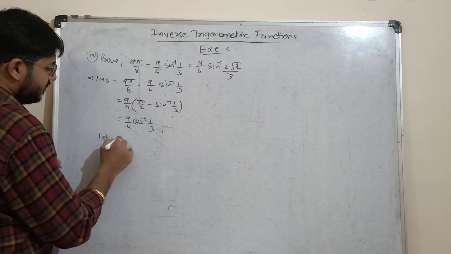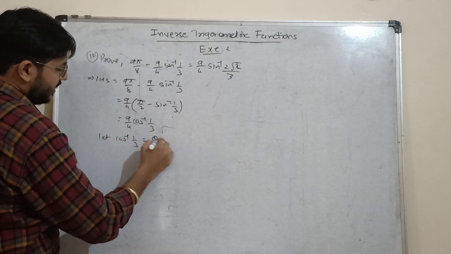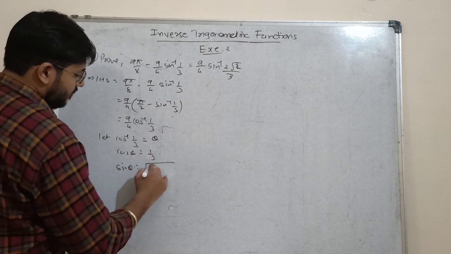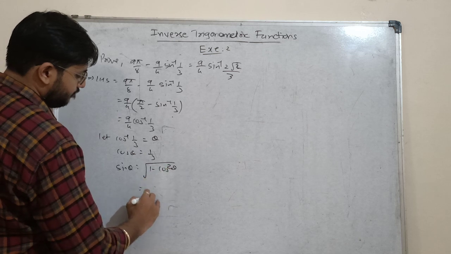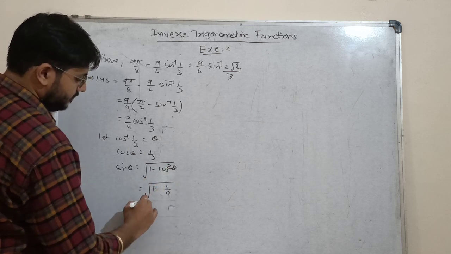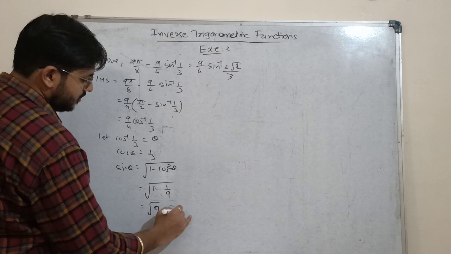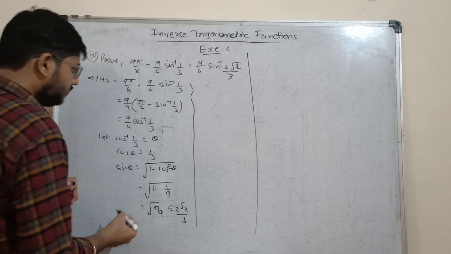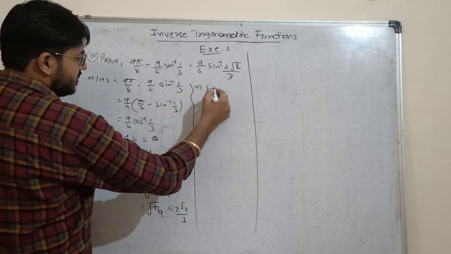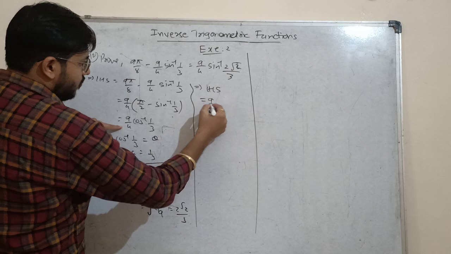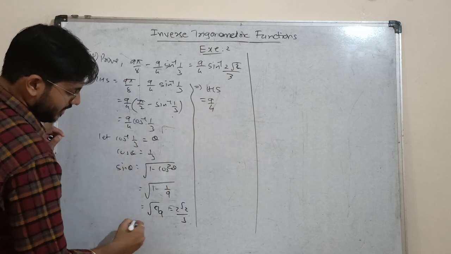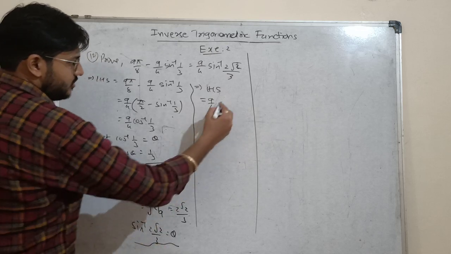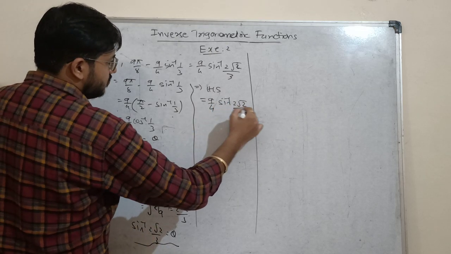And what can cos inverse 1 by 3 be? Let cos inverse 1 by 3 equal theta, so cos theta is 1 by 3. So sin theta will be the square root of 1 minus cos square theta, so 1 minus 1 by 9, which is 8 by 9, giving 2 root 2 by 3. So I can represent the LHS as 9 by 4, and cos inverse 1 by 3 can be written as sine inverse 2 root 2 by 3, equal to theta from this. So I can represent it as sine inverse 2 root 2 by 3.